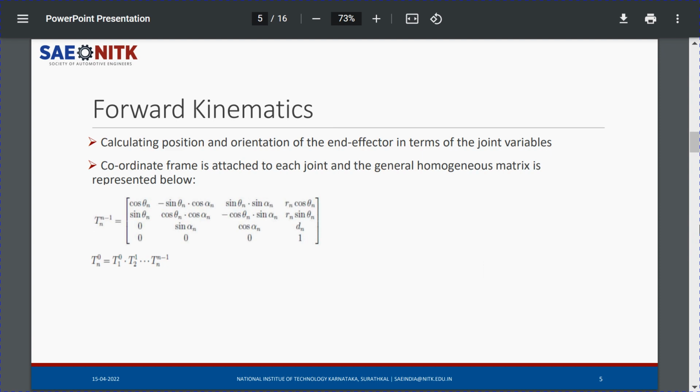Kinematics is the study of how things move, and here we don't look at what forces are causing that motion. Calculating the position and orientation of the end effector in terms of the joint variables is called forward kinematics. The general homogeneous matrix consists of the rotation and displacement vectors, and by multiplying all these transformation matrices, we can get the position of the end effector.